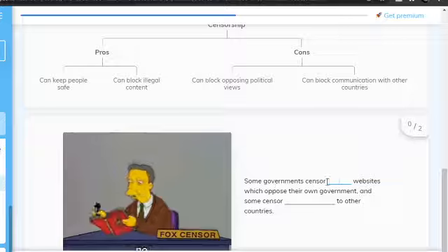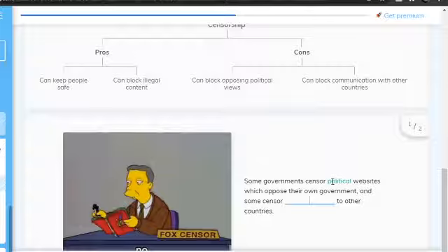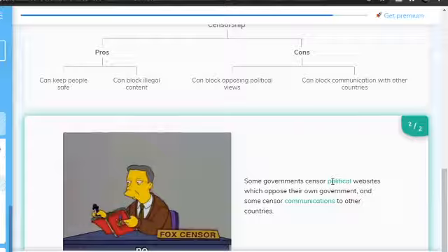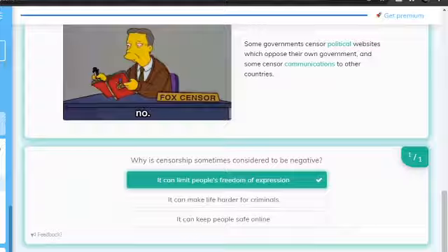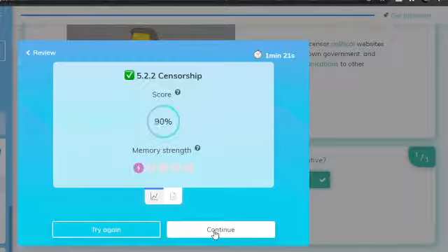Okay then. Some governments censor political websites which oppose their own government, and some censor communication to other countries, so other countries might be getting other information which they don't want the citizens getting. So why is censorship sometimes considered to be a negative? It is considered to be a limited negative most of the time. It can limit people's freedom.